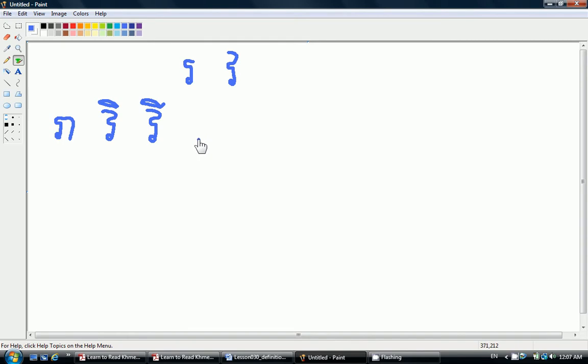Now write r, ro, srak a. Srak a changes the sound to srak u, so ro u, r.